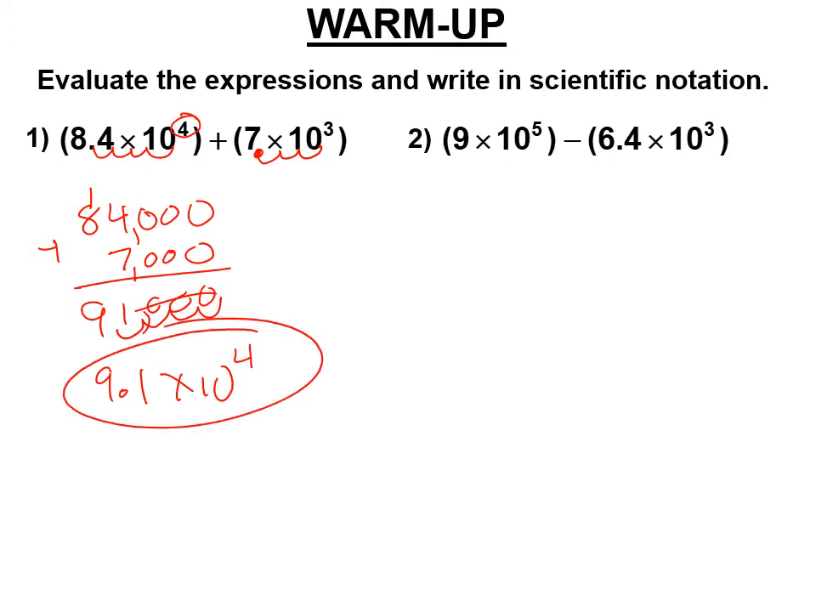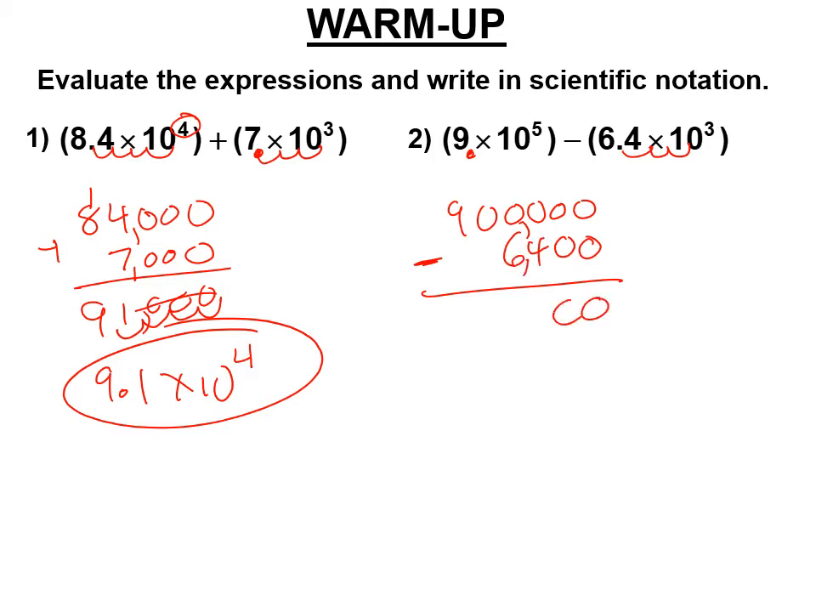Here we're subtracting, so we're moving it 5 times and getting 5 zeros. 900,000. We're moving this 3 times. We're getting 2 zeros. 6,400. We're subtracting. This one intentionally has a lot of borrowing or regrouping. So we have to do all that.